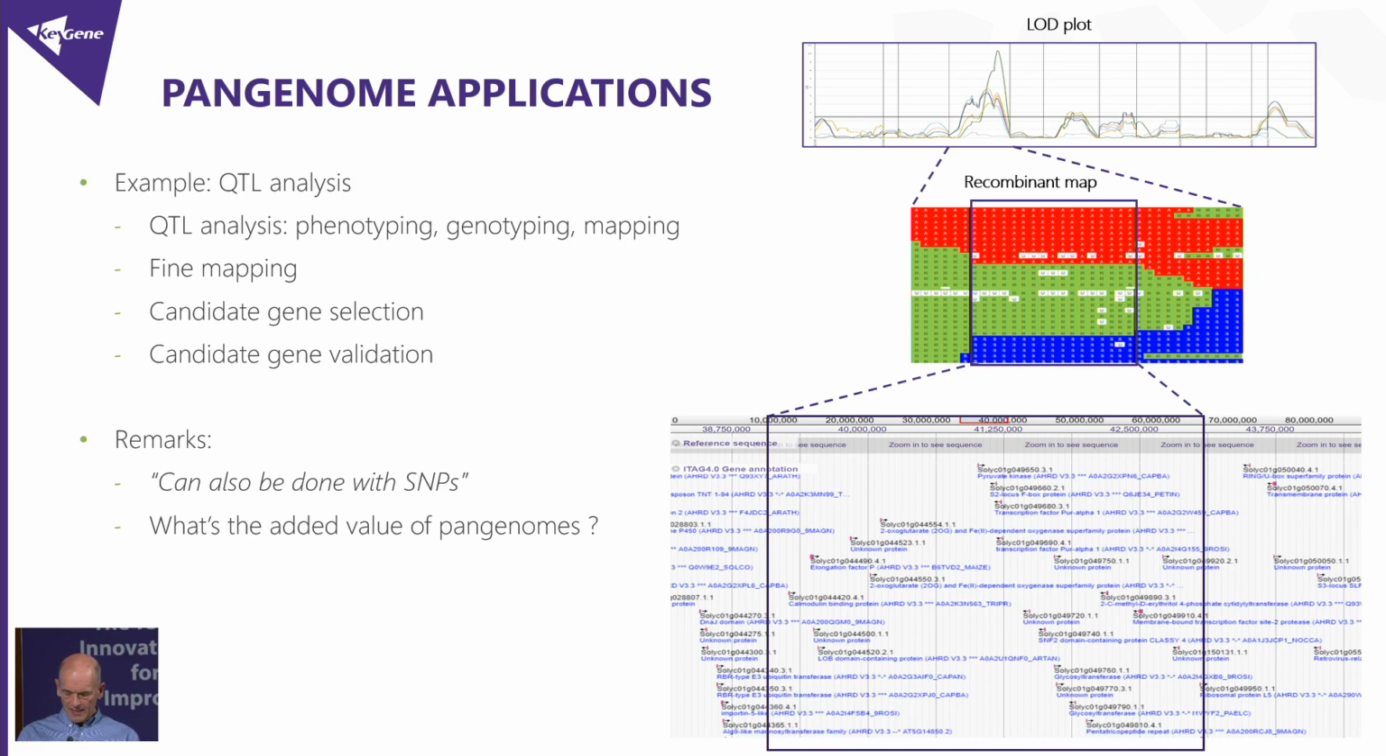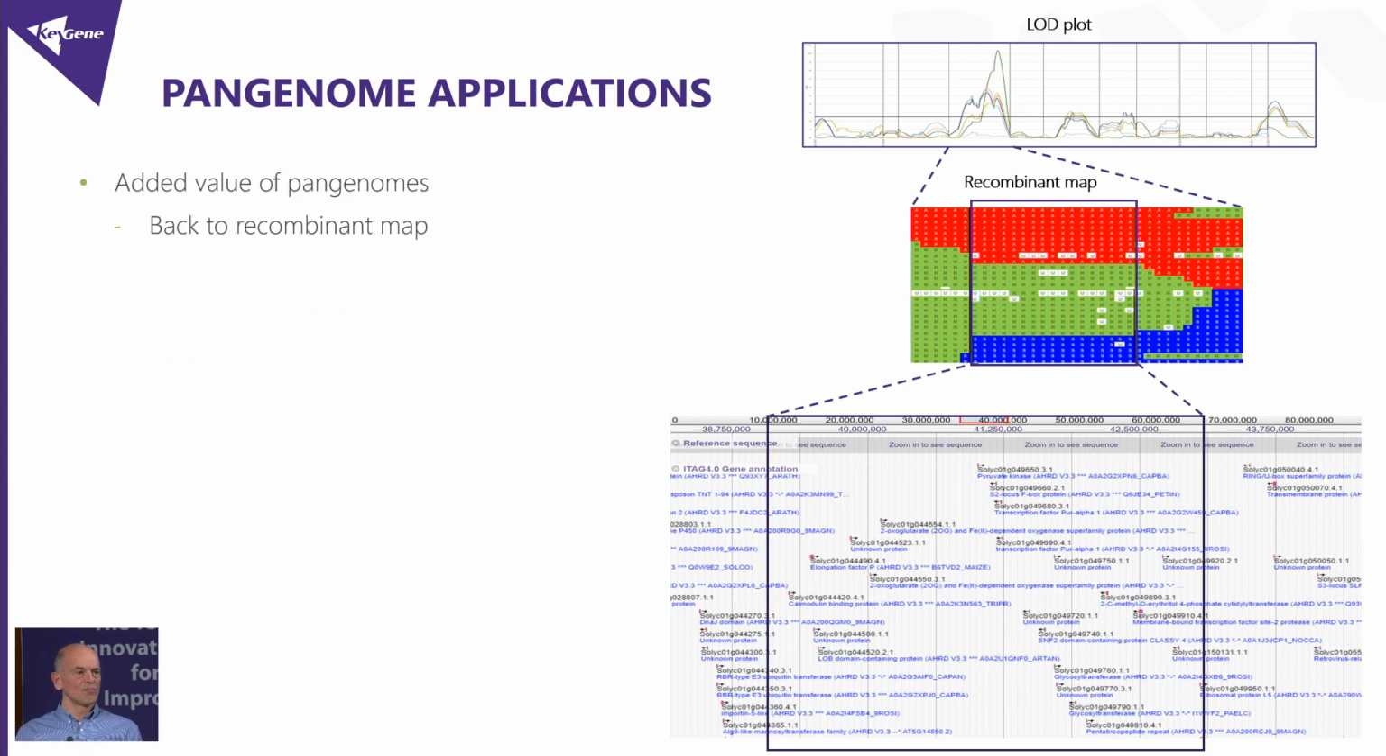So when I explain that I want to have pangenomes, I often get the question, yeah, but why? Because what you show, you can also do with SNPs. So what's the added value of pangenomes? To explain that, I need to take you back to the recombinant map and show you the actual mapping of all markers on the genome. So you see the light blue lines in which the genetic position of a marker connects to a physical position on the ruler of the Cropedia.